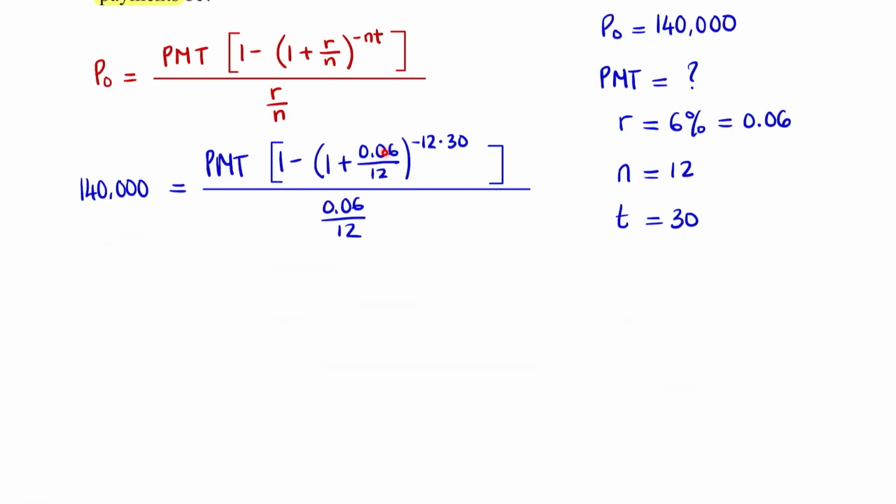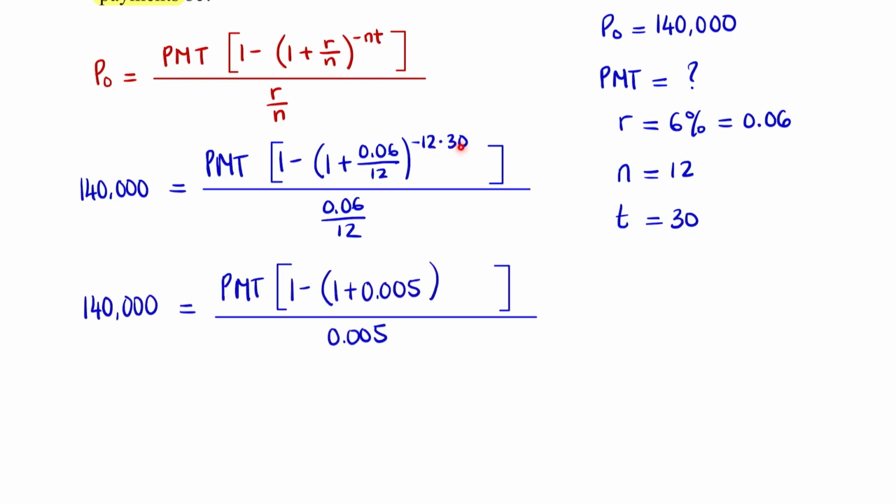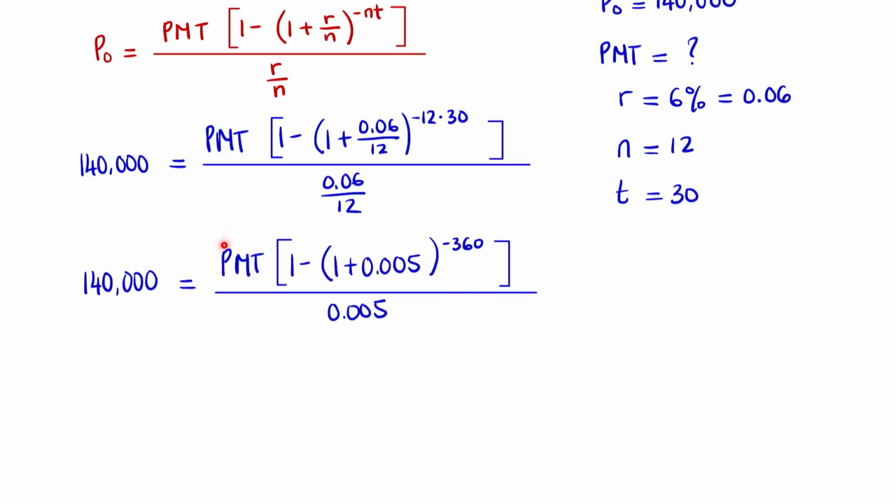Next, I'll take 0.06 divided by 12. I'll get 0.005. And negative 12 times 30 is negative 360. So I replace it here. I want to solve for PMT, so I need to get rid of this denominator. I'll multiply both sides of this equation by 0.005, and this gets canceled out.